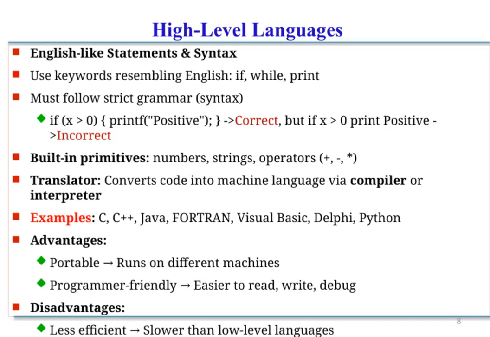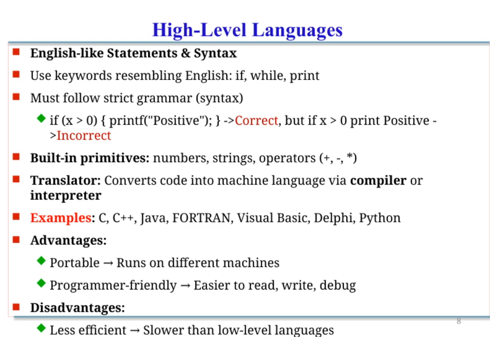Let's talk about English-like statements and syntax. When writing high-level code, we want to use keywords that resemble English, such as if, while, and print. This makes the code more understandable and easier to follow. However, it's crucial to follow strict grammar rules or syntax to ensure the code works correctly. For example, writing if x0 print positive is correct, but if you try to write it as if x0 print positive, that would be incorrect because it doesn't follow proper syntax.